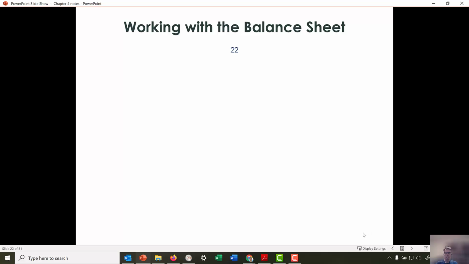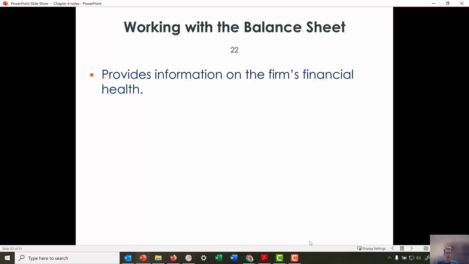So the ratios we're going to look at in this chapter are going to relate to the balance sheet. And remember what the balance sheet tells us. The balance sheet tells us three basic things. Assets, how much a company owns. Liabilities, how much it owes to third parties. And equity, how much of the firm is left over for the stockholders.